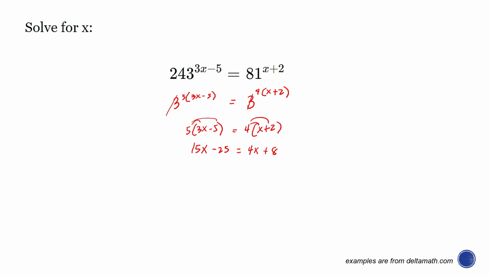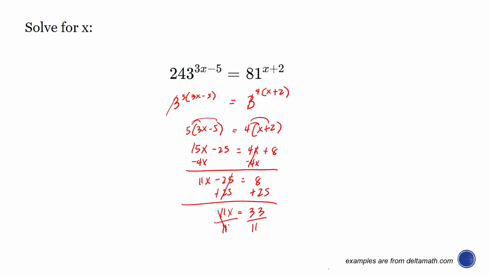Okay? Now let's deal with the terms that have a variable first. So subtract 4x on both sides. This will be 11x minus 25 equals 8. Then let's add 25 on both sides. This is 11x equals 33. And divide by 11 on both sides. So x equals positive 3. So there you go. That's how you solve exponential equations.